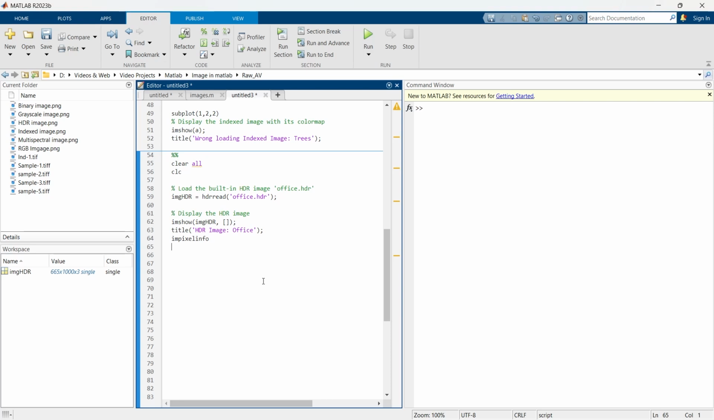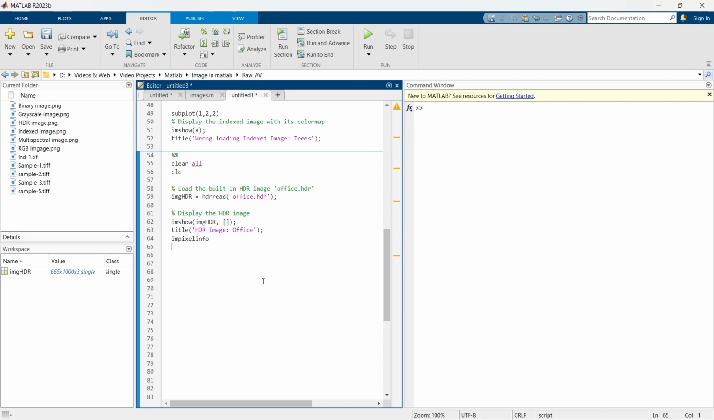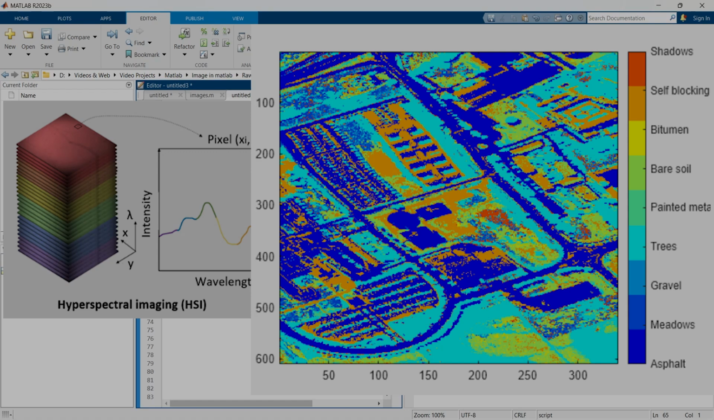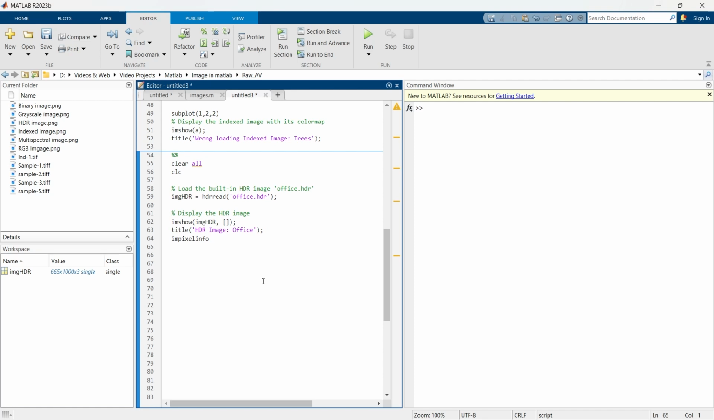The next type of images are multispectral and hyperspectral images. These images capture data across multiple wavelengths, including those beyond the visible spectrum. In multispectral images, they typically have a few bands like the red band, green band, blue band, and infrared band. While a hyperspectral image contains hundreds or thousands of bands, and that provides detailed spectral information.